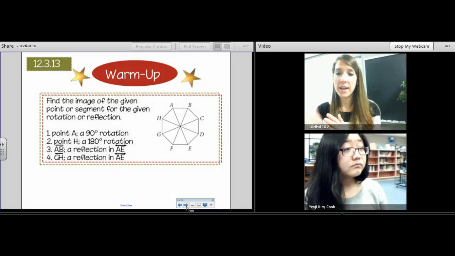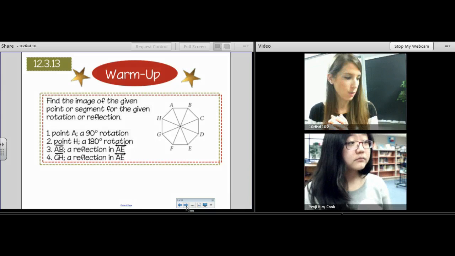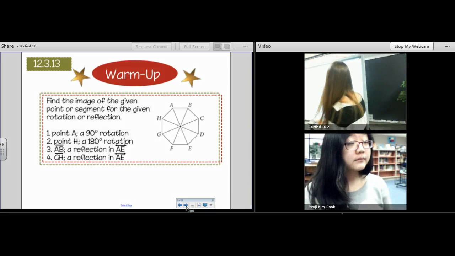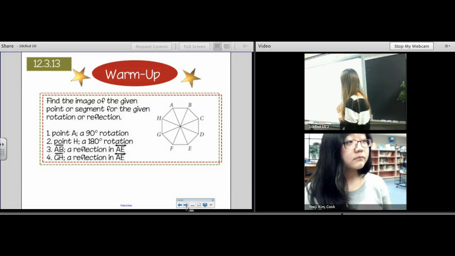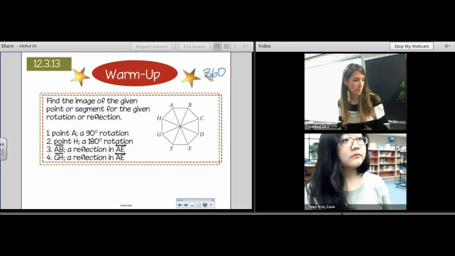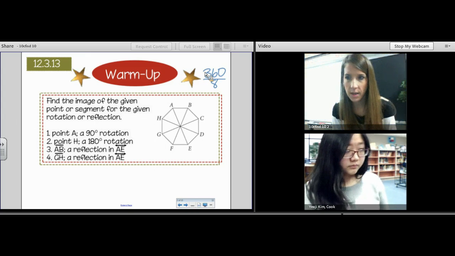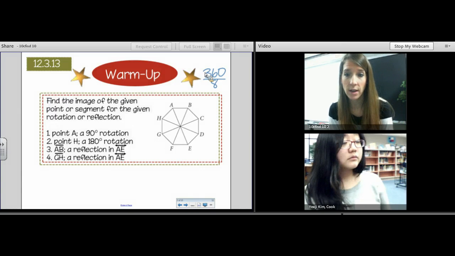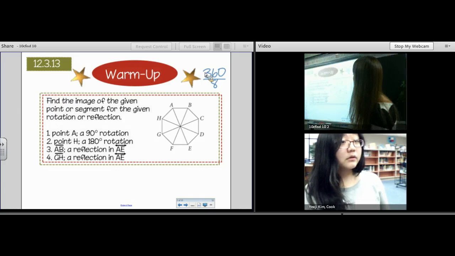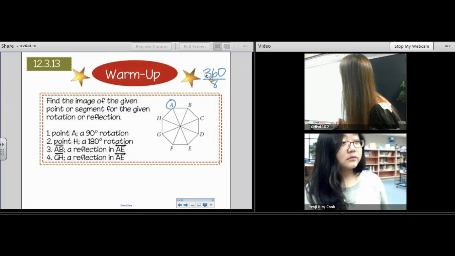So first of all, you might want to count how many points there are and divide it into 360. So how many points do we have? 1, 2, 3, 4, 5, 6, 7, 8. So you might want to do 360 divided by 8. We did that a little bit yesterday. So each time you're moving from point to point, you're going 45 degrees. So we want to be at point A, and we want to do a 90-degree rotation.